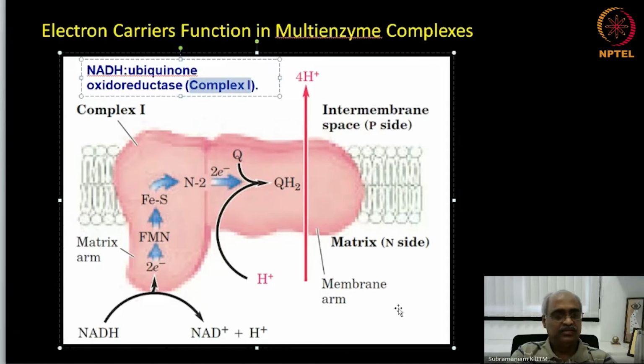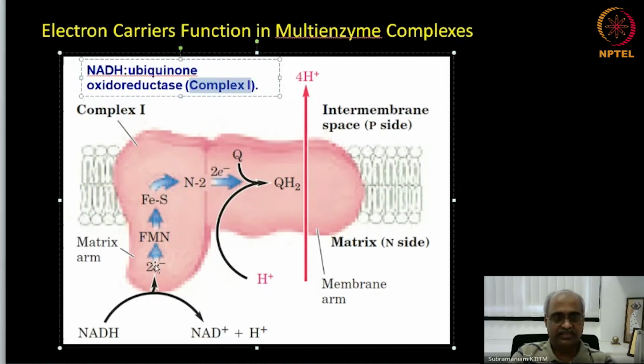So here the orientation is important. This is an L-shaped structure. This is not a single polypeptide. You need to remember, this is a cartoon shown for simplicity, so that we readily understand. But it is a multiple polypeptide containing protein complex.